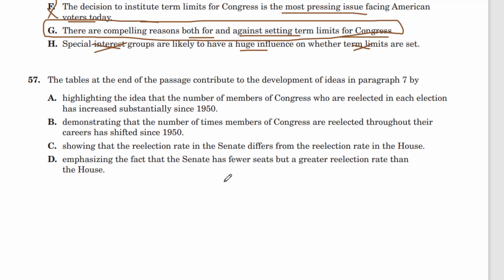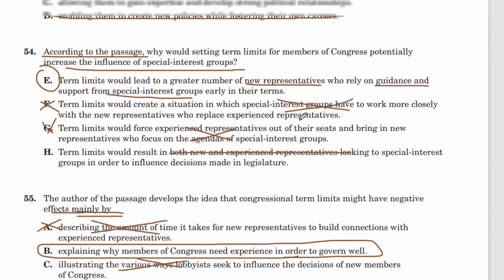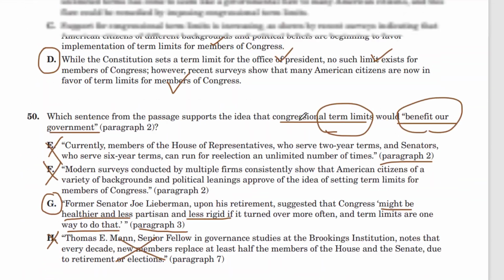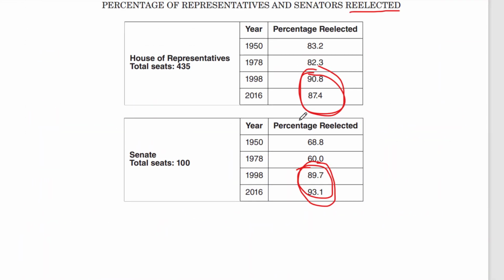57. The tables at the end of the passage contribute to the development of ideas in paragraph 7 by... Okay, these are those tables. Each table tells a different story. So remember, we know what these tables tell. We discussed that in our review.